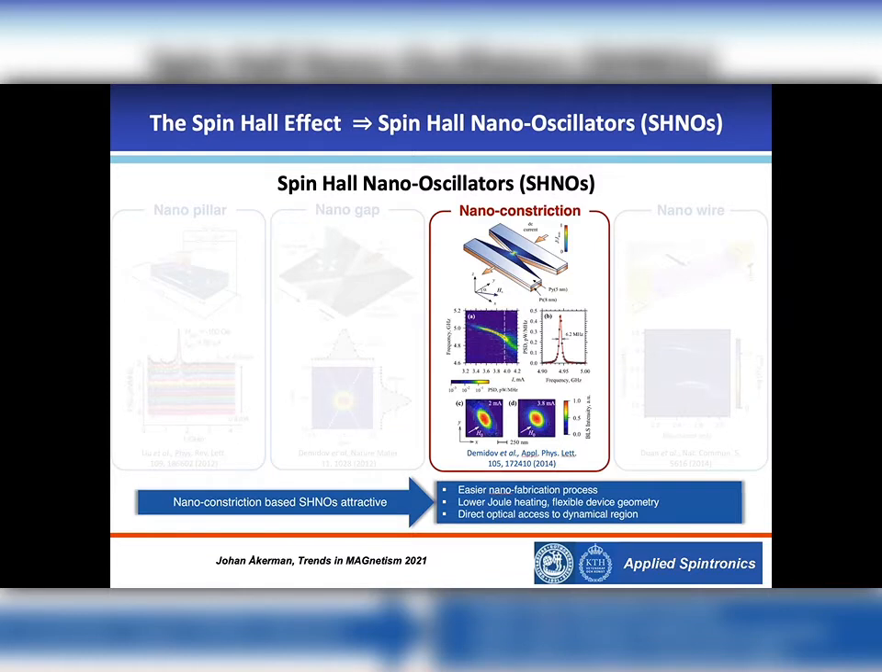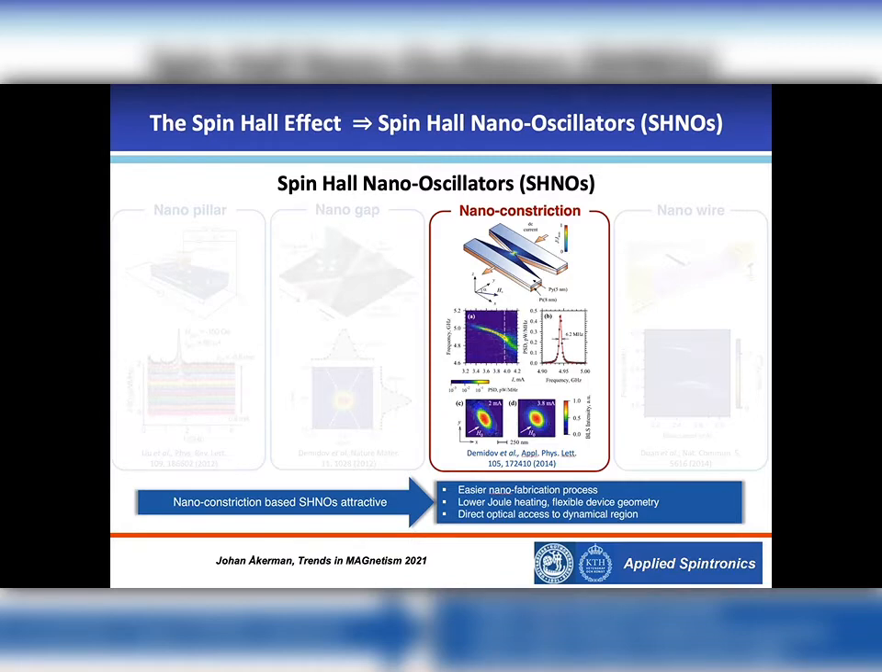And the beauty of this design is also that you have direct optical access to the dynamical region. And not only that, you can put stuff on that magnetodynamical region, such as a voltage gate, which I will show towards the end of the talk how useful that can be.